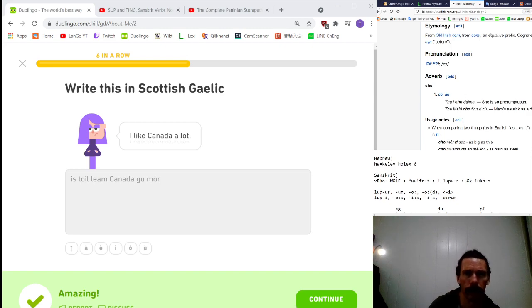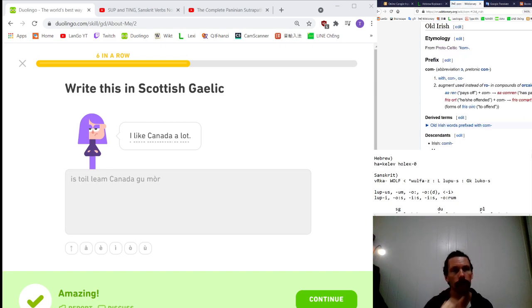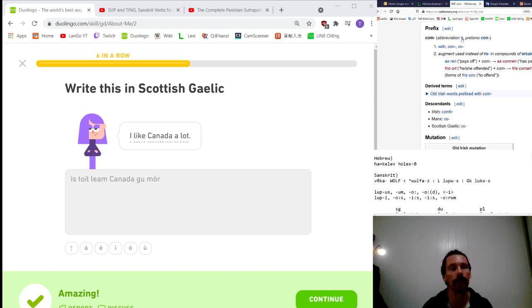So "as". Proto-Celtic com. Abbreviation. Oh, how cool, like in manuscripts maybe? Just a backwards C? Open O symbol. Nice.